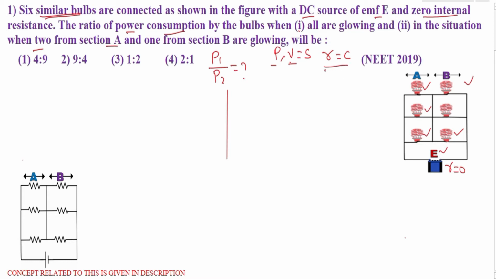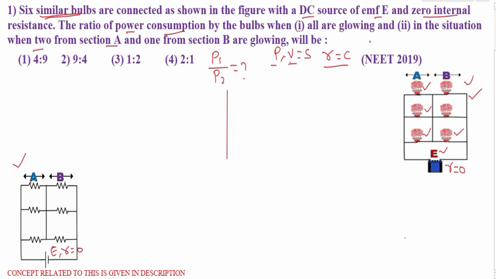Now if I apply this logic, what will happen? This circuit will get converted like this, where you have 2 sections, section A and section B. In section A you have 3 resistors, that is 3 bulbs. In section B you have 3 resistors, that is 3 bulbs. These 6 resistors are connected to a source of EMF E and 0 internal resistance.